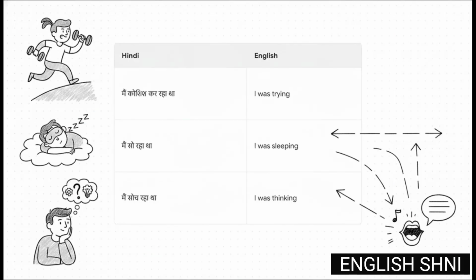And naturally, we can apply this to past actions too. If someone asks what you were doing an hour ago, you can simply reply, I was trying, I was sleeping, or I was thinking. By plugging these active verbs into the I was formula, you've just proven that you have real, highly functional conversational tools at your disposal right now.